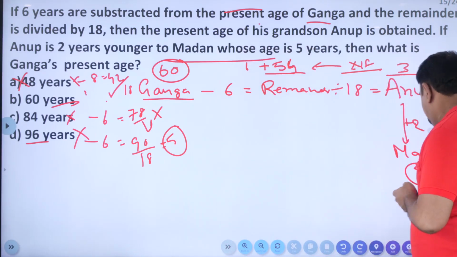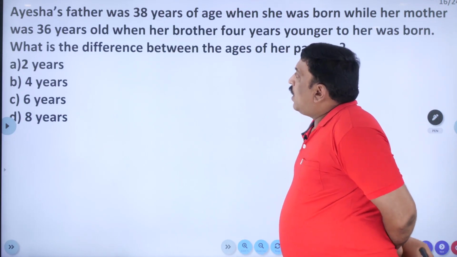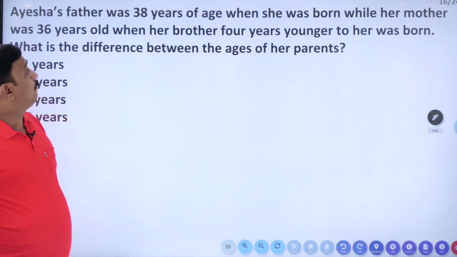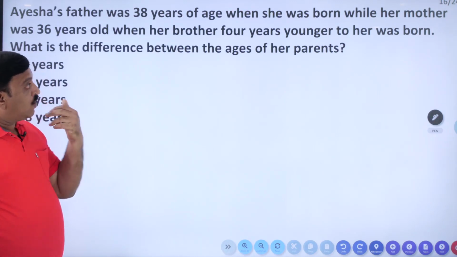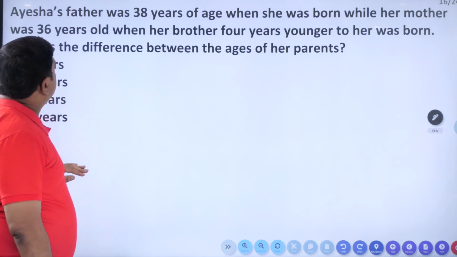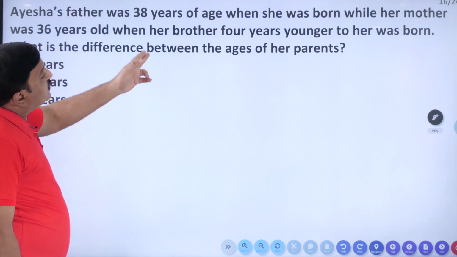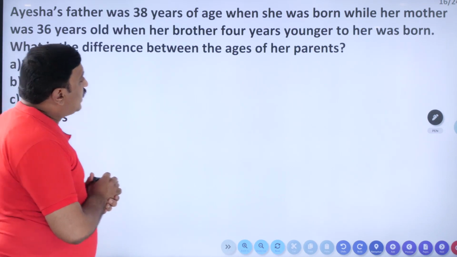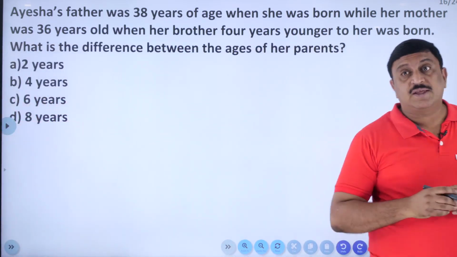Next one. These are all simple ones only, right? Ayesha's father, see, another model in tracking. Ayesha's father was 38 years of age when she was born, while her mother was 36 years old when her brother, 4 years younger to her, was born. What is the difference between the ages of her parents?